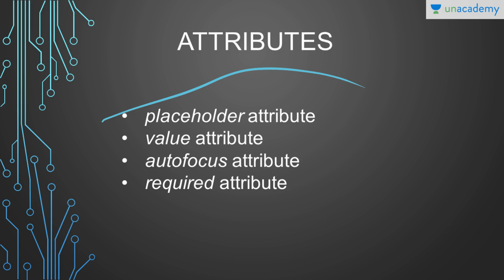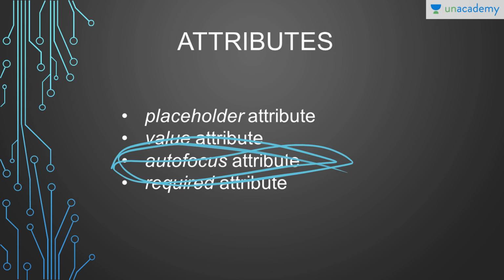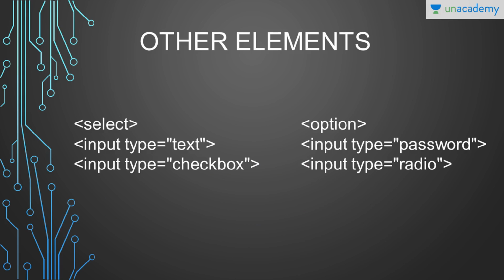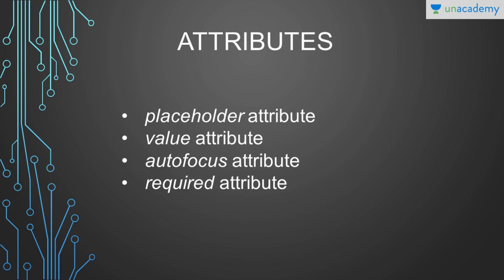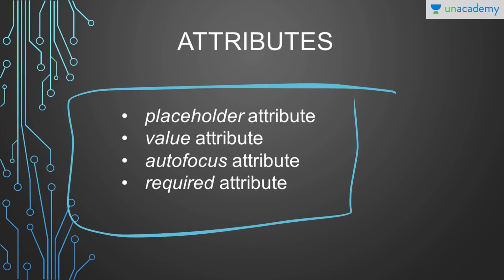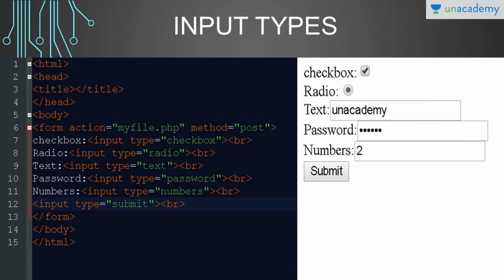Also, there are some other attributes, such as placeholder, which shows a hint in your text field. You can use value for a pre-filled value in your text field. You can use autofocus to focus on a field automatically, and required, which makes a particular field mandatory. In this way you can use different input types and different attributes in your forms. Let us see another example.